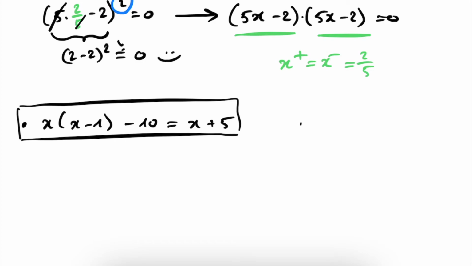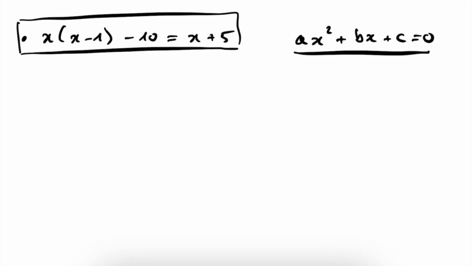So let's rewrite this in the form that we know and the form which allows us to solve these equations. All right, let's just tackle this one. So first we do this x times that x. So we get x squared. Then we multiply this x times this minus 1, which is minus x. This minus 10 stays here, and we get x plus 5.